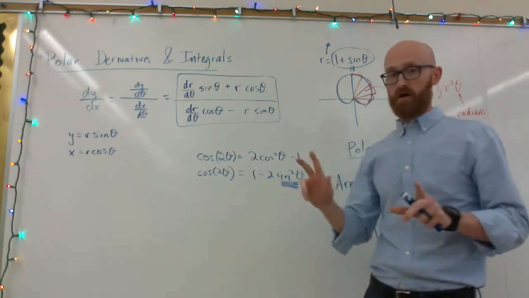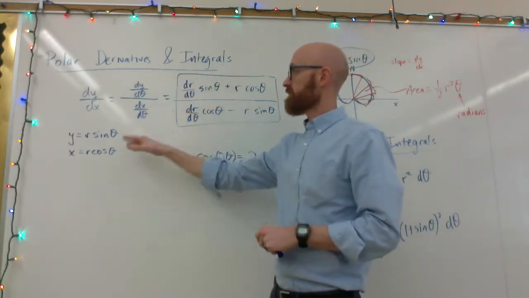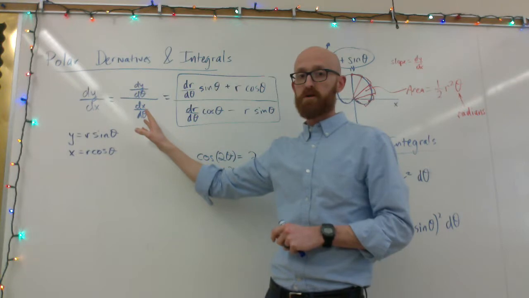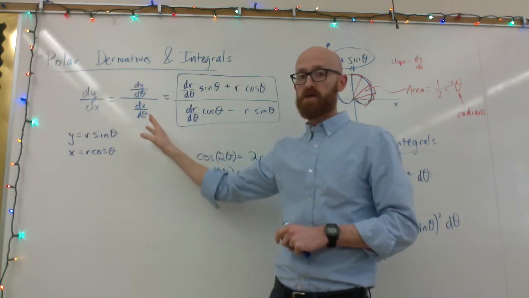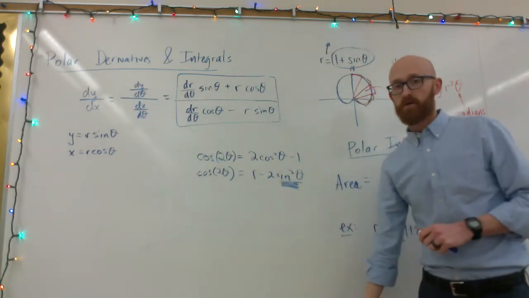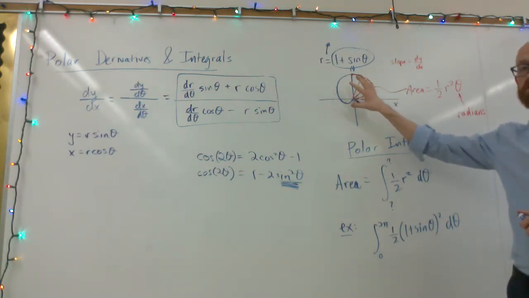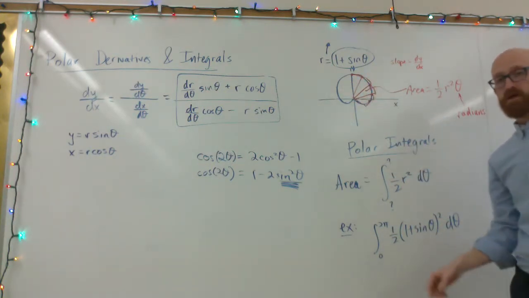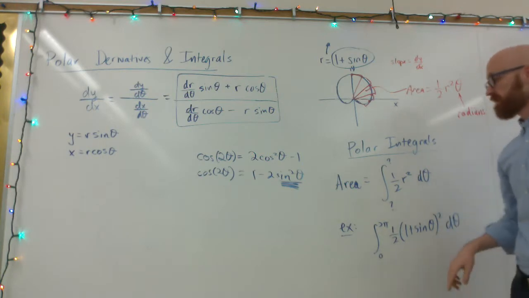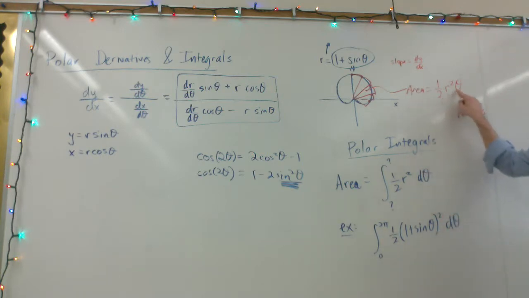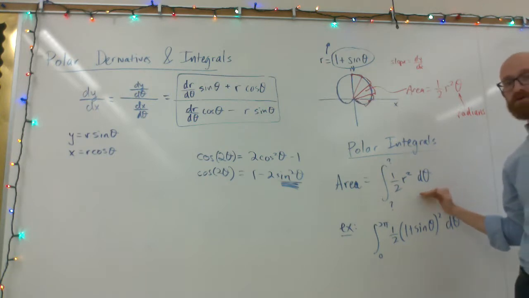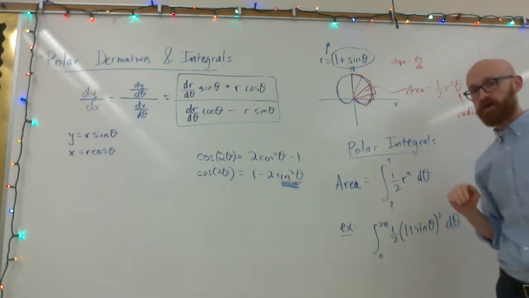So, quick recap, we have derivatives and integrals. Derivatives are based on parametrics, dy d theta over dx d theta. We did implicit differentiation there. And then we wanted to find the area enclosed by this object, so we cut it up into infinitely many little thin slices of pizza, and we used 1/2 r squared theta to build an integral of 1/2 r squared d theta.